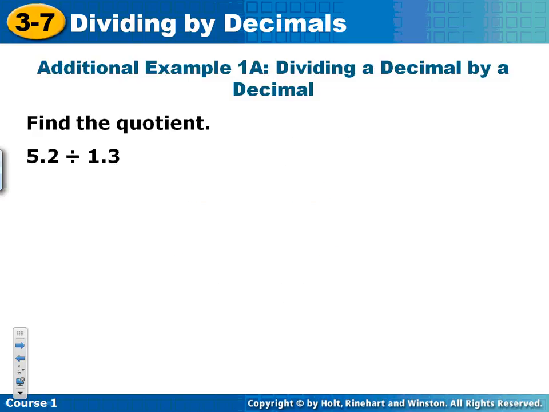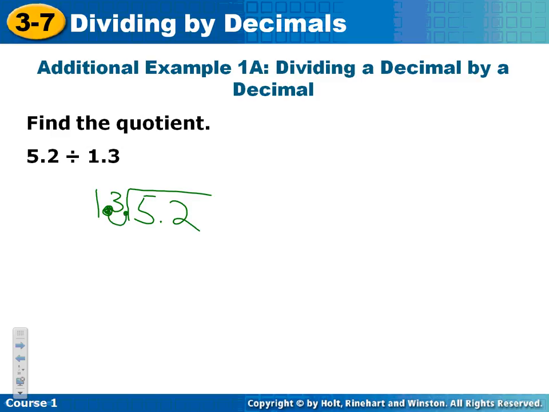So here's the deal. We have this problem right here that says 5.2 divided by 1.3. Please leave your whiteboards alone until I am completed. Okay? So we have 5.2 divided by 1.3. There's our problem right now. Here's the situation. I cannot do this division with this decimal right where it is. This decimal needs to be moved to here.